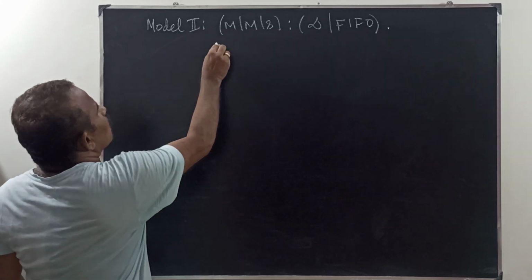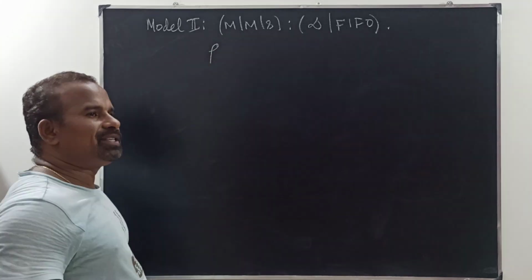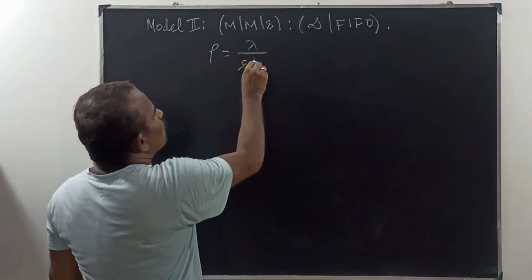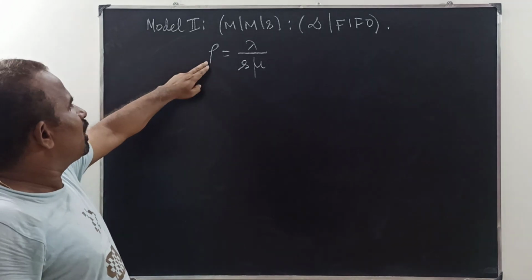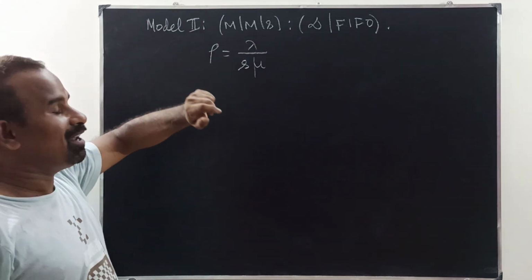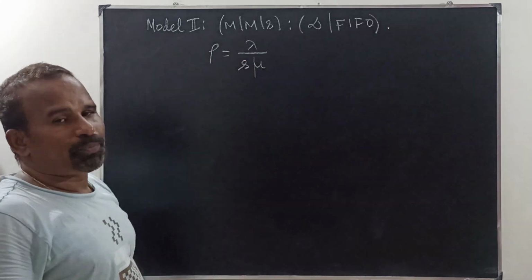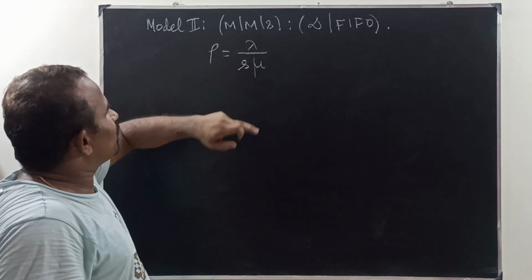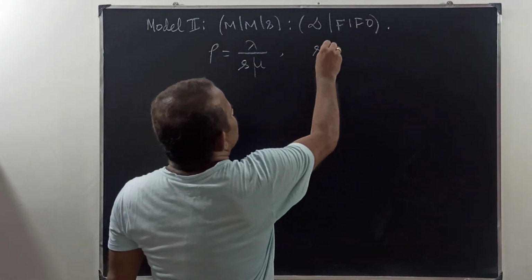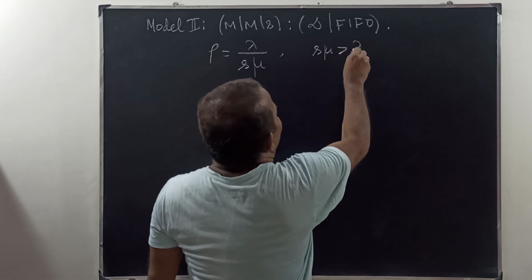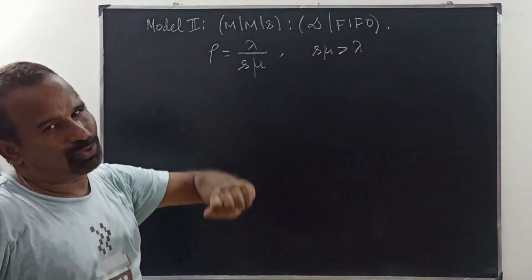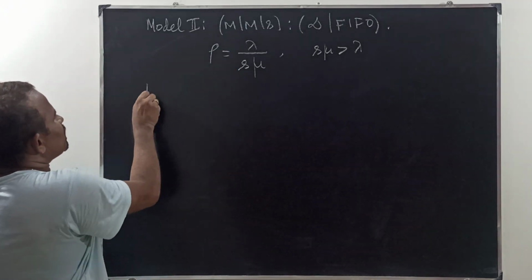Here rho is equal to traffic intensity. Rho is lambda by S mu. In the first model, rho is equal to lambda by mu only because S is equal to 1, a single server. Here the servers are more than one, so S is greater than 1, therefore multiple servers. Also S mu is greater than lambda. This condition must be satisfied in model 2.